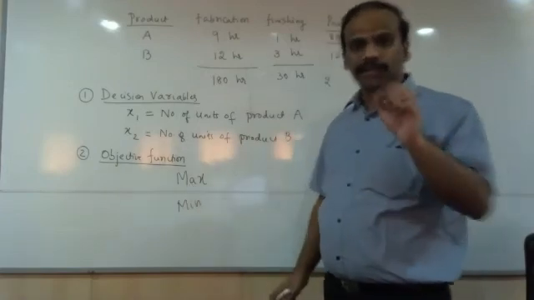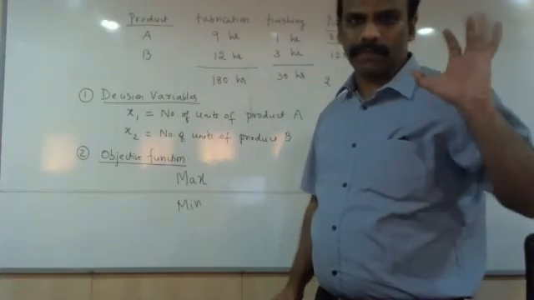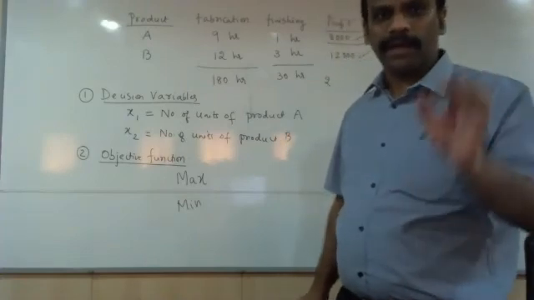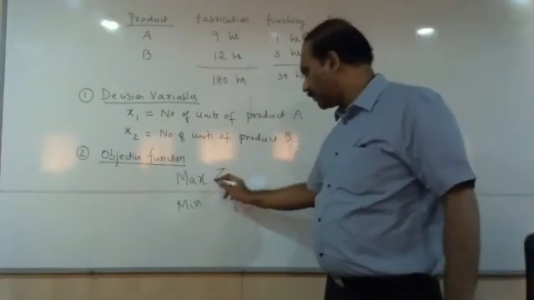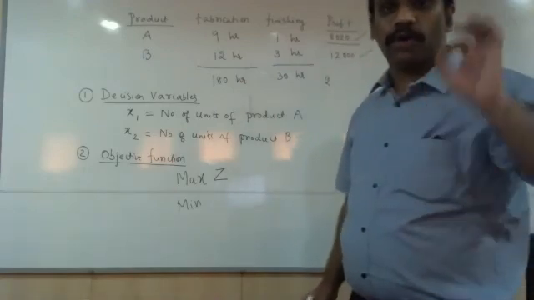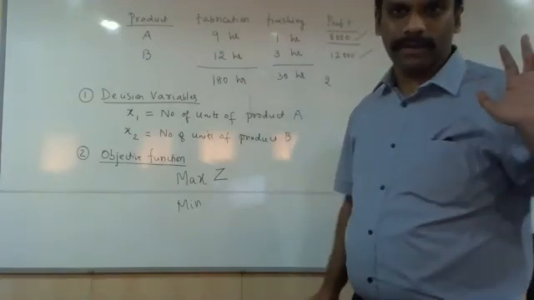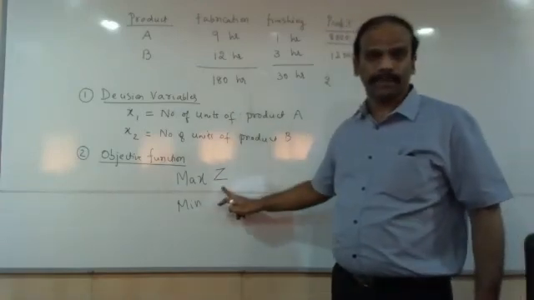Now, when writing any function, the function is always represented by an alphabet or an algebraic term. So universally, the objective function is always represented by the letter z. Remember, z is always the objective function variable. Whether it is minimization or maximization, z is a common word.